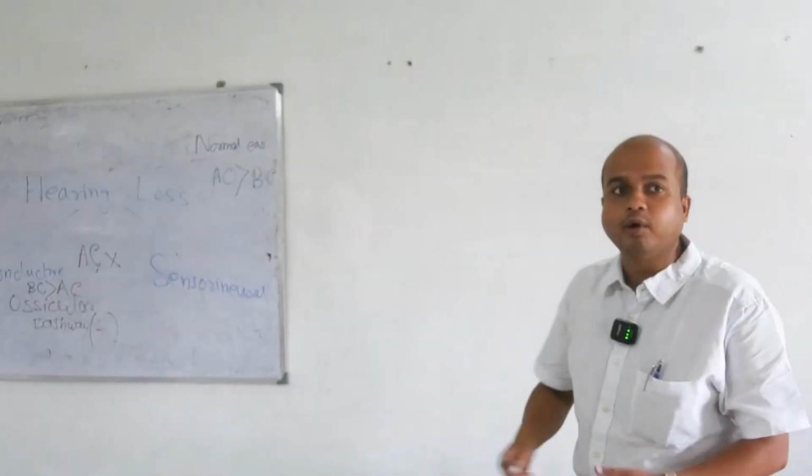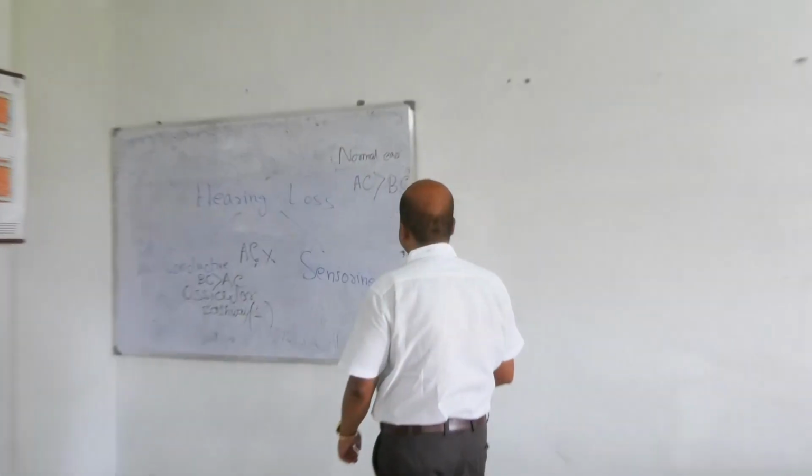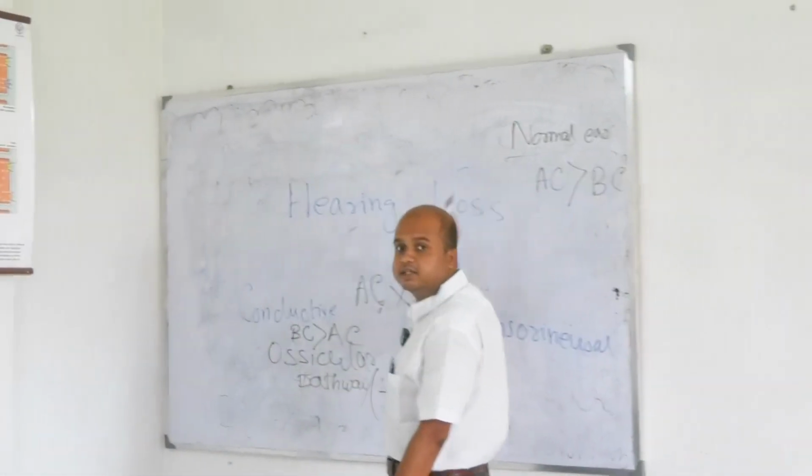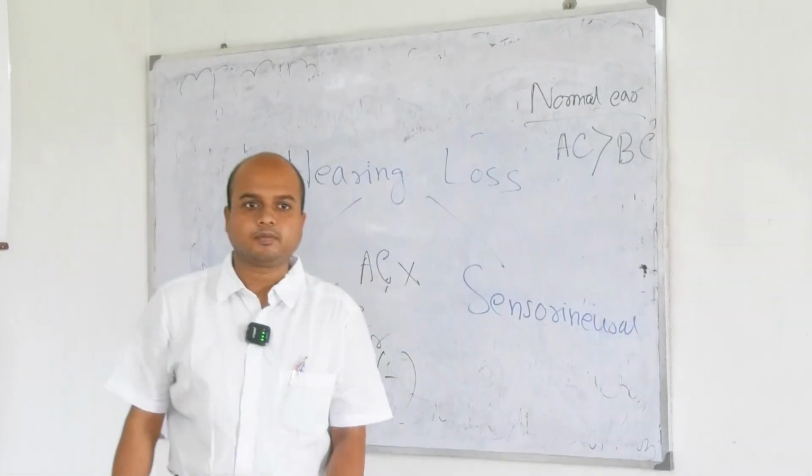In sensory neural hearing loss, where both the conductive pathways, ear and bone, are okay, but the issue is in the organ of Corti or the nerve, the 8th nerve, what will be the expression? Will it be BC greater than AC or AC greater than BC? From common sense?